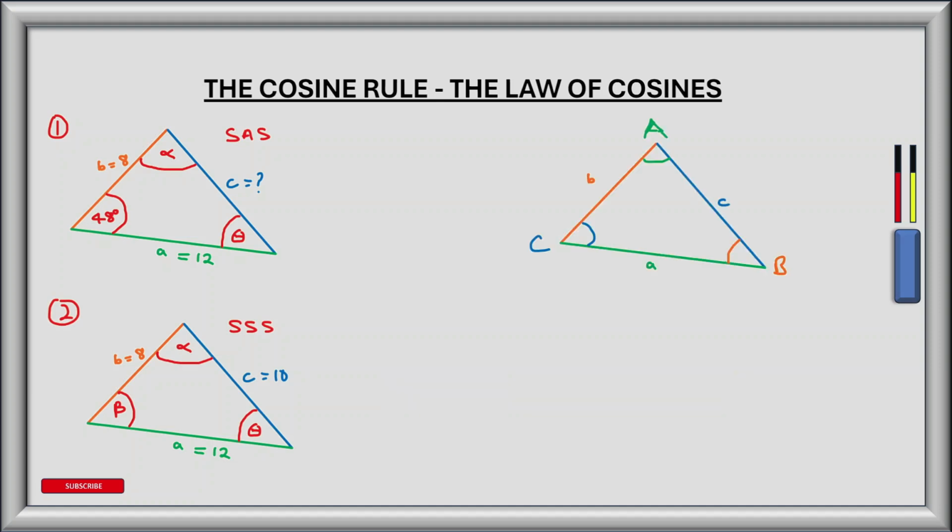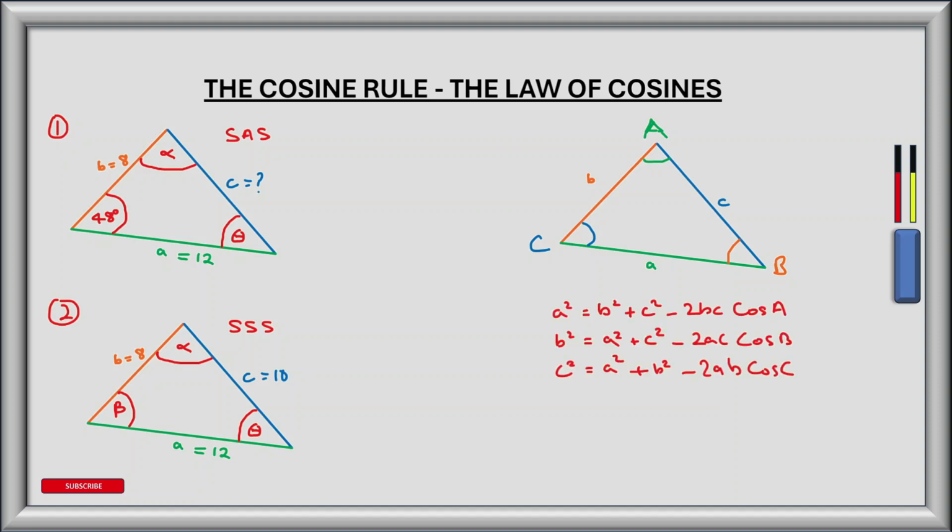So if we look at our triangle here, we have angles A, B and C in capitals and sides a, b and c in lowercase. The cosine rule says a squared is equal to b squared plus c squared minus 2bc cos A. b squared equals a squared plus c squared minus 2ac cos B. Or c squared is equal to a squared plus b squared minus 2ab cos C. So we can use these equations to find the sides a, b and c when we have the other two sides plus the angle between the other two sides.